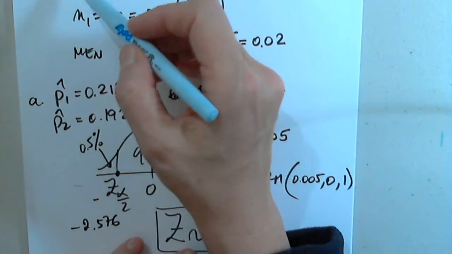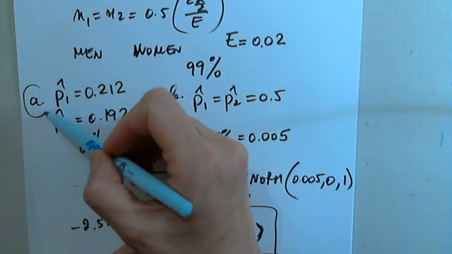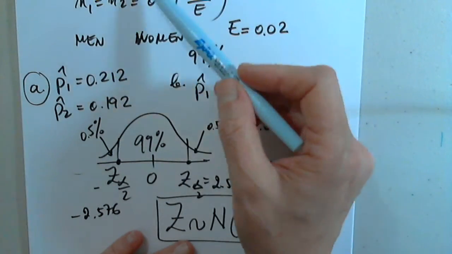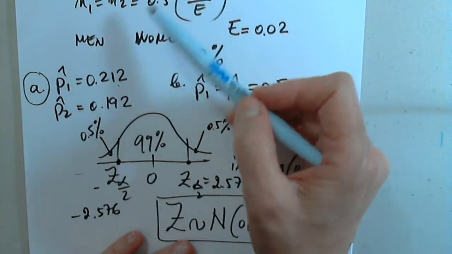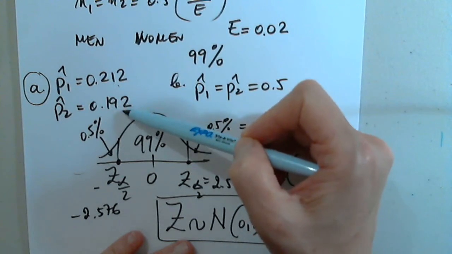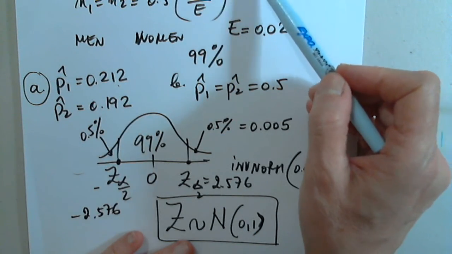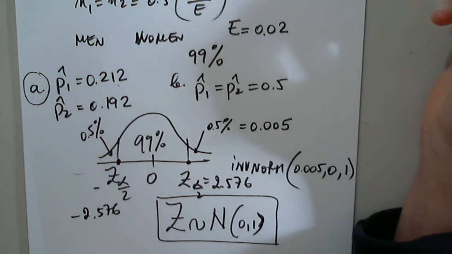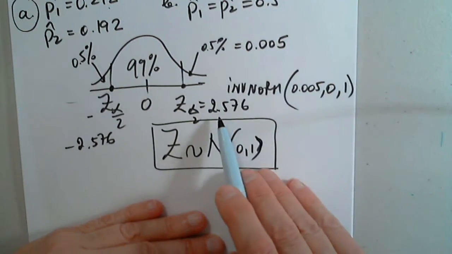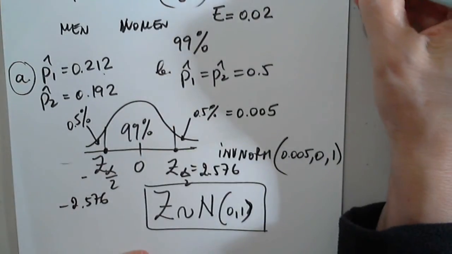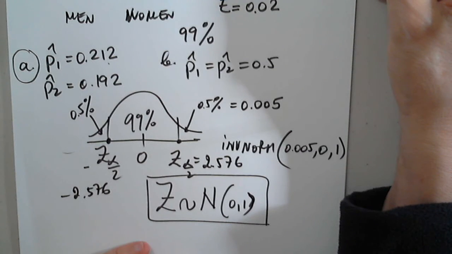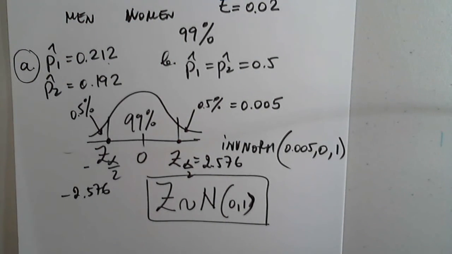So for part A, I only have to plug in everything. What am I plugging in? 0.212 times 1 minus 0.212 plus 0.192 times 1 minus 0.192, times, of course, z alpha over 2, which is 2.576, divided by 2 percentage points, and square. So let's plug that whole thing in the graphing calculator. I'm sharing my screen.